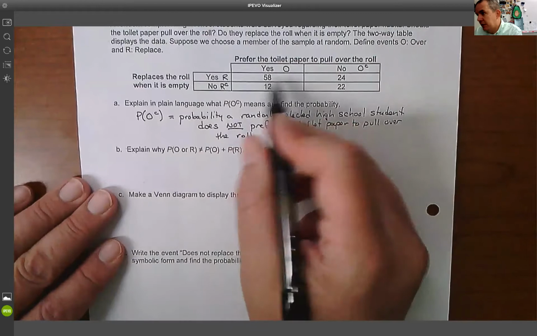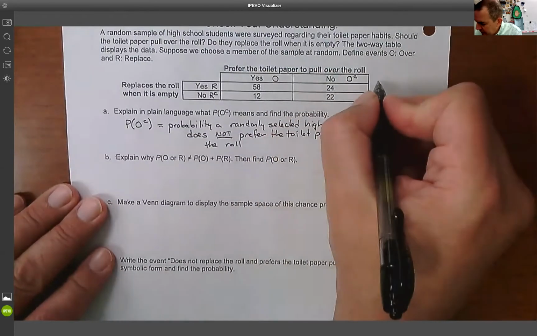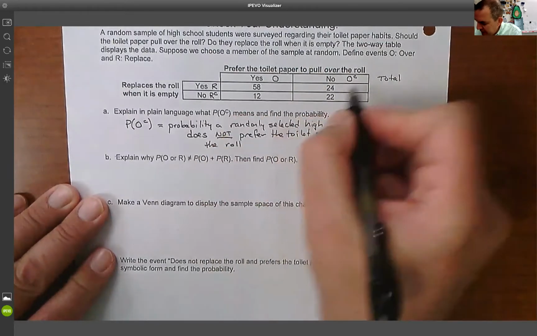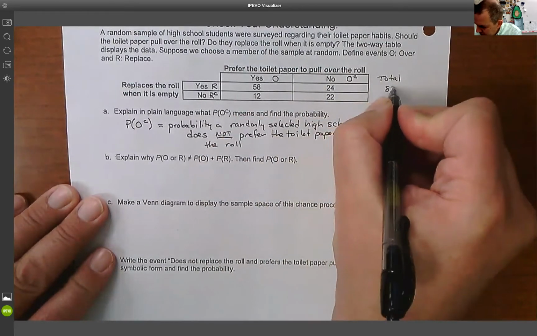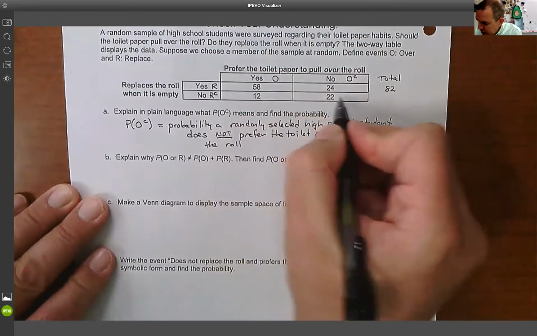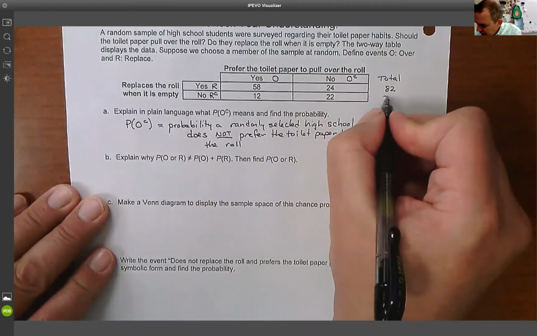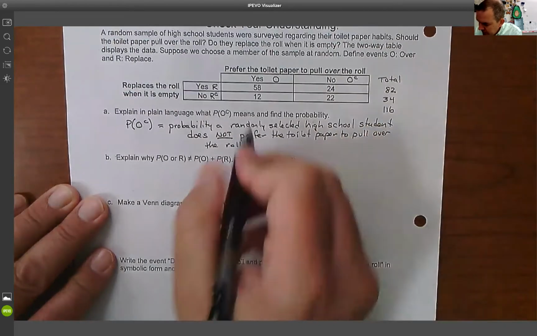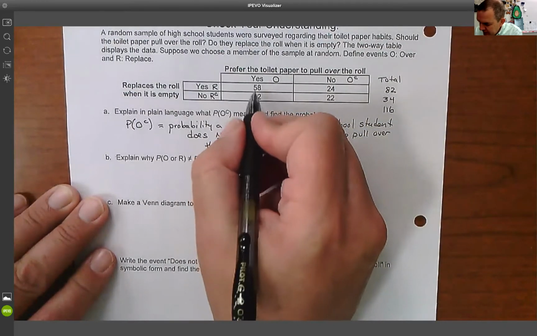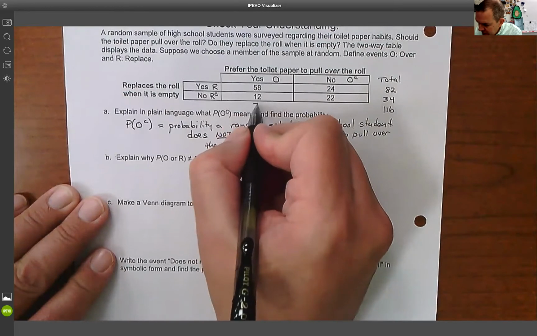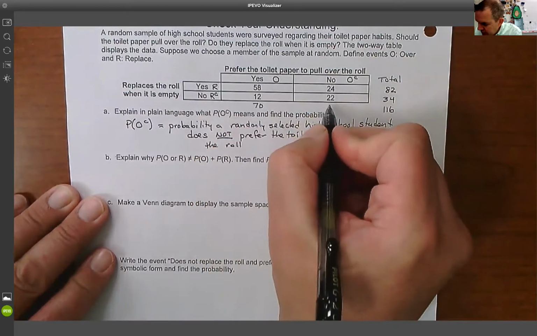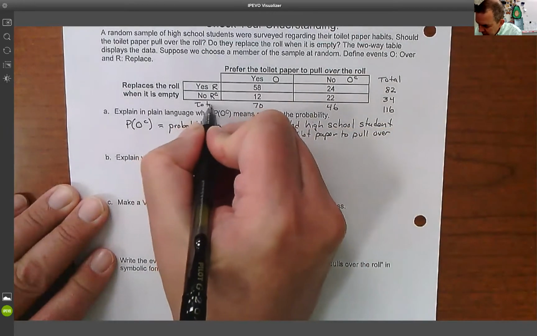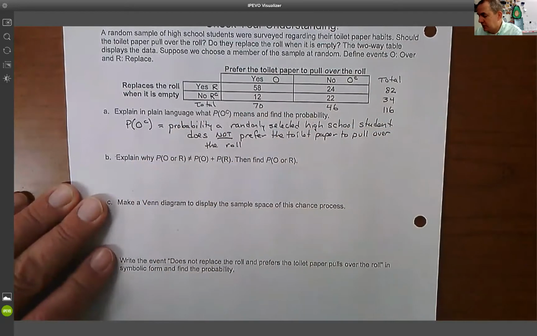And what we need to do is figure out our totals. So again, it's much like anytime we get a two-way table, we should put our totals in. 58 and 24, that gives me 82. 12 and 22, that gives me 34. When I add those together, I have 116 total. For the preferred, this one down here, 58 and 12 is going to give me 70. 24 and 22 is going to give me 46. This is another total. And if you look, 70 and 46 also gives me 116.